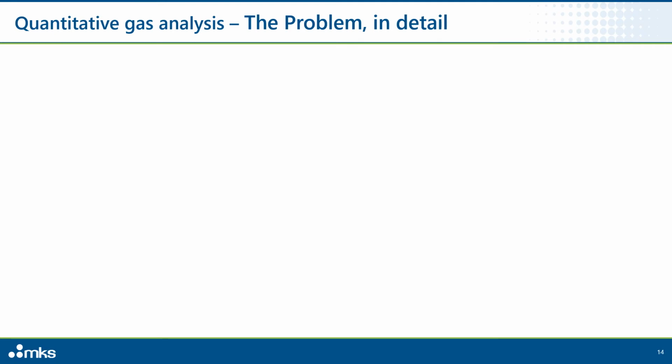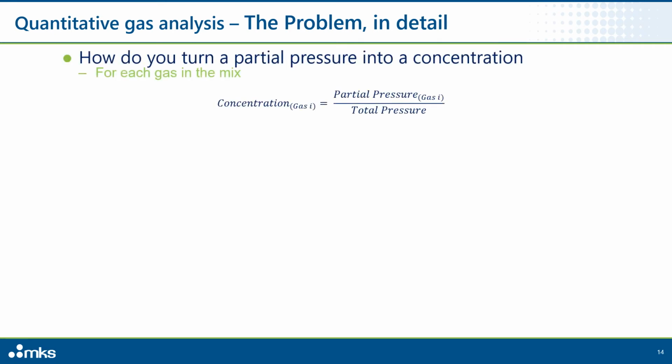So let's have a look into the details and how we can manage these variants. How do you calculate a concentration? For each gas, you need to divide the partial pressure reading by the total pressure or by the total pressure of the dominant gas.